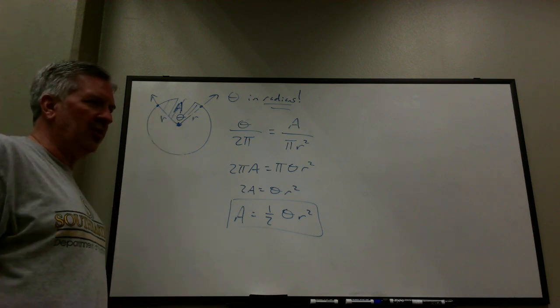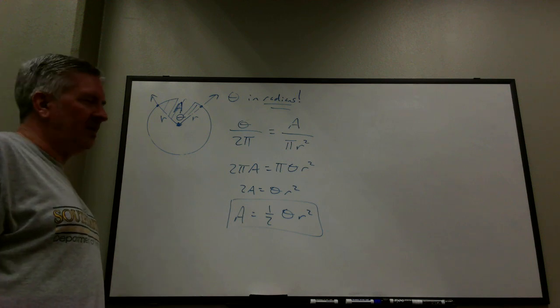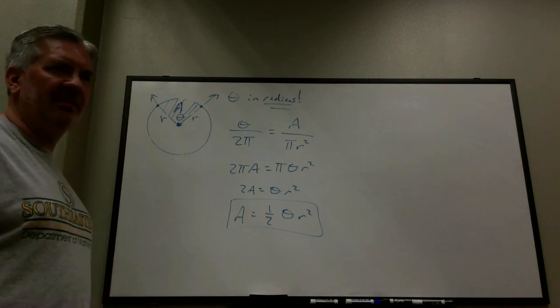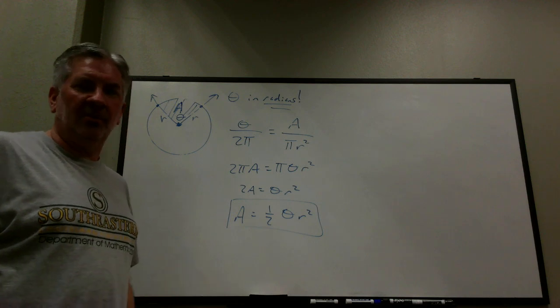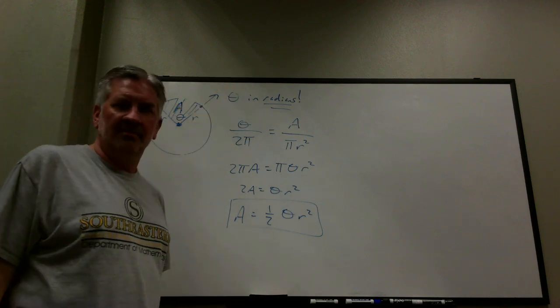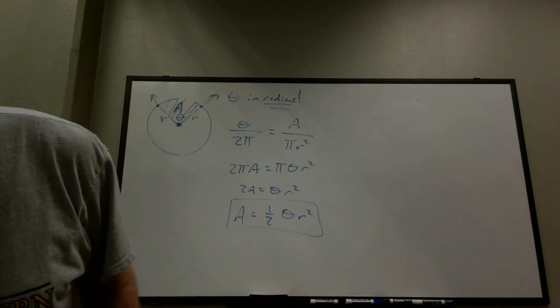Okay, don't get the formulas confused. Arc length is S equals r theta, where S is the arc length. The area of a sector is 1/2 theta r squared. Again, theta's in radians. Okay, let's do this last example here in the section.